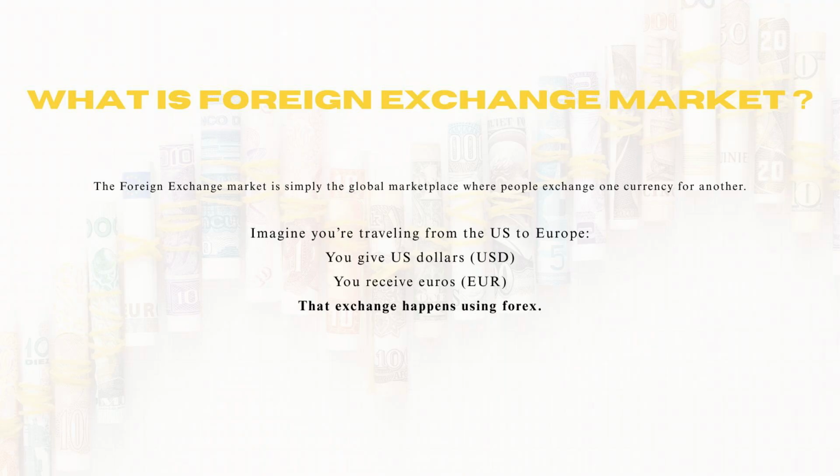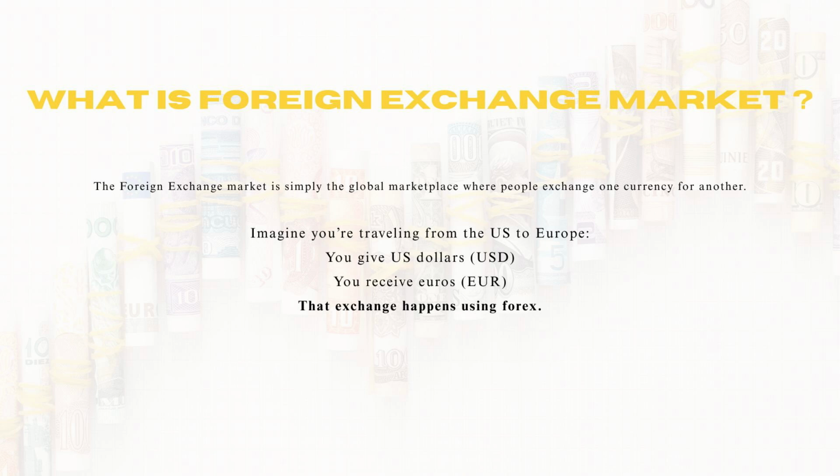So the foreign exchange market is simply the global marketplace where people exchange one currency for another. So imagine you're traveling from the US to Europe. You have to give your US dollars to receive euro, right? So euro is the currency in Europe. That exchange happens using Forex. So every single day when people are traveling, they are exchanging their currencies for another. When you go to a different country, you have to exchange your US dollars for the currency in the country that you're in. So in this example, if you go to Europe, you have to exchange your US dollars for a euro, right? In order for you to purchase anything in that country.